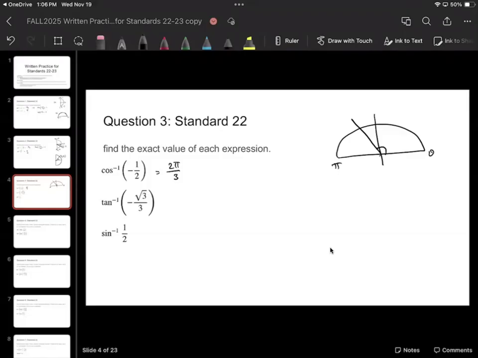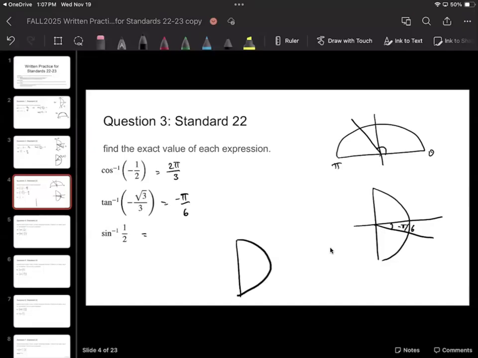Okay. Tan inverse of negative root 3 over 3. Again, tangent is negative in the fourth quadrant. In order for it to be root 3 over 3, the angle that we are looking for is negative pi over 6. Okay. Then sine inverse of 1 half. So this first quadrant, 1 half. So this angle, pi over 6, is where sine has a value of 1 half.